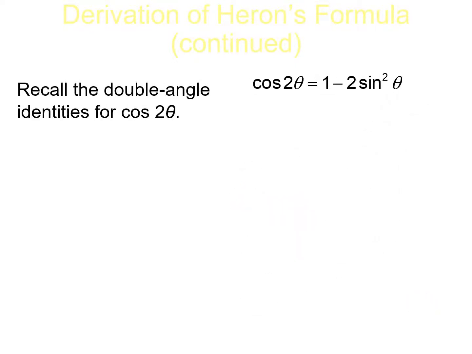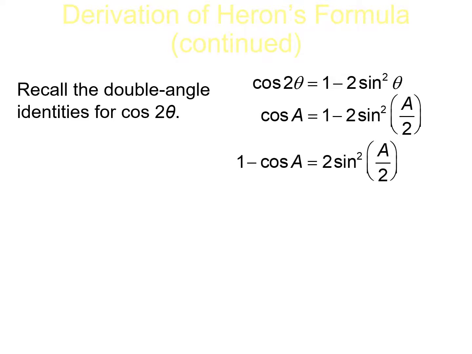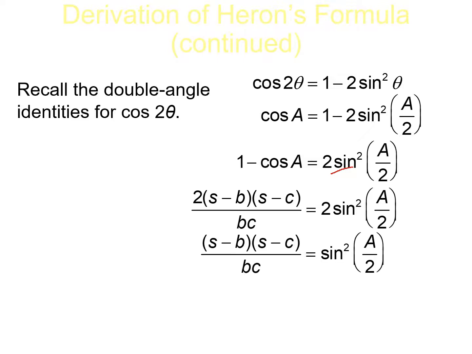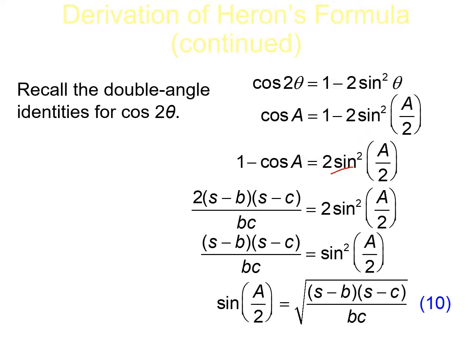Now, we also know that cosine of 2 theta is 1 minus 2 sine squared theta. And so cosine of A is 1 minus 2 sine squared A over 2. So 1 minus cosine of A, rearranging this, is 2 sine squared A over 2. But we know 1 minus cosine of A is 2 times s minus b times s minus c over bc. Dividing through by 2, we get s minus b times s minus c over bc is sine squared A over 2. And we've come down to equation 10, which is sine of A over 2 is equal to the square root of s minus b times s minus c over bc.